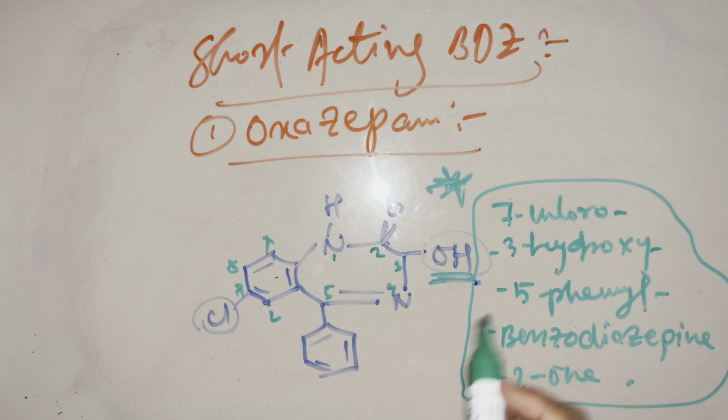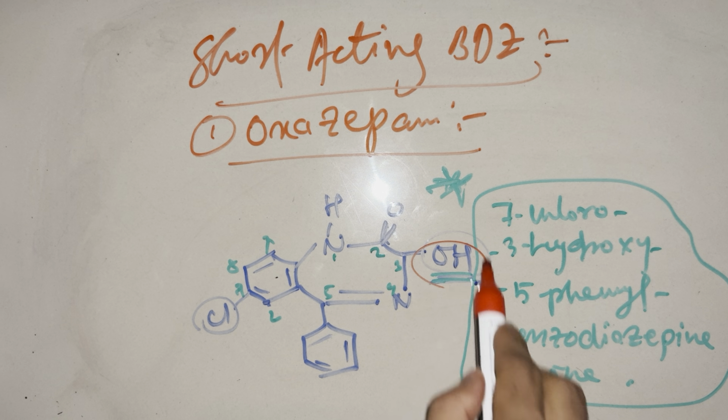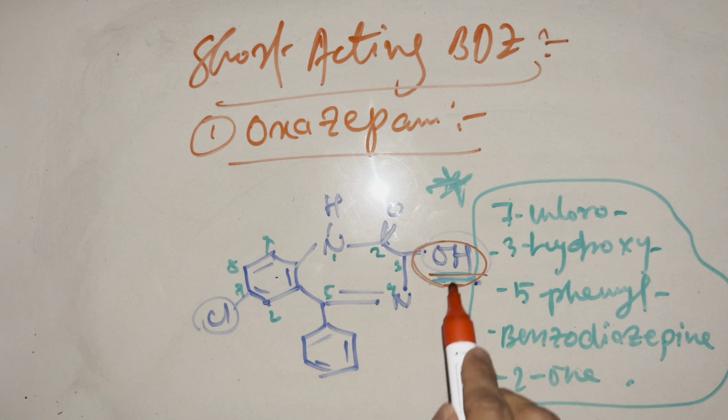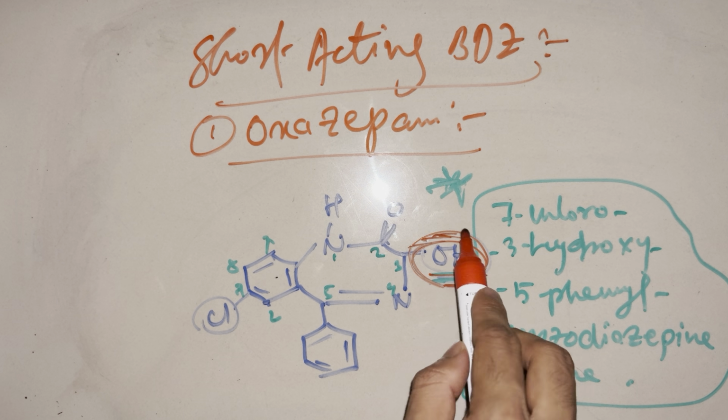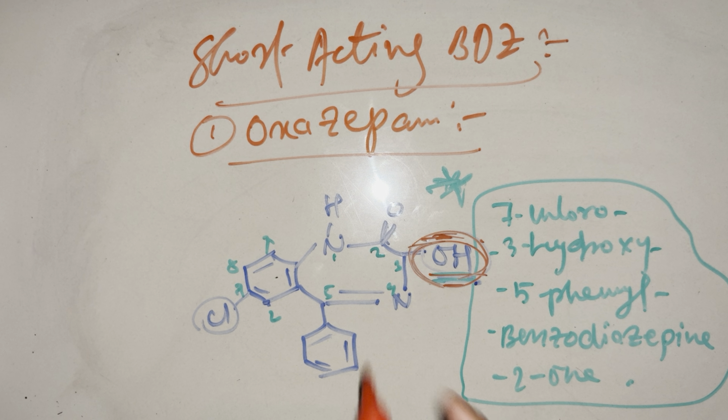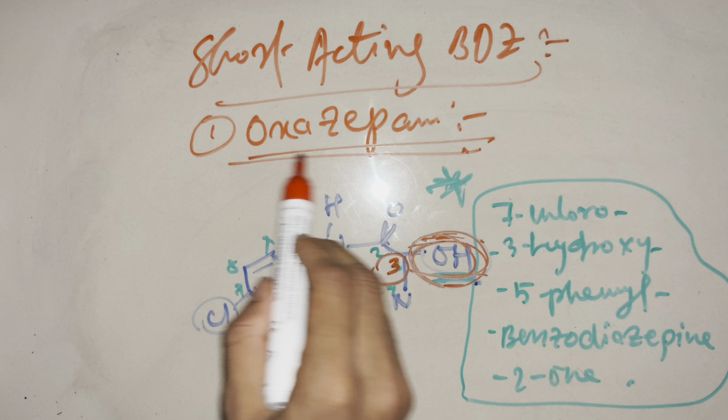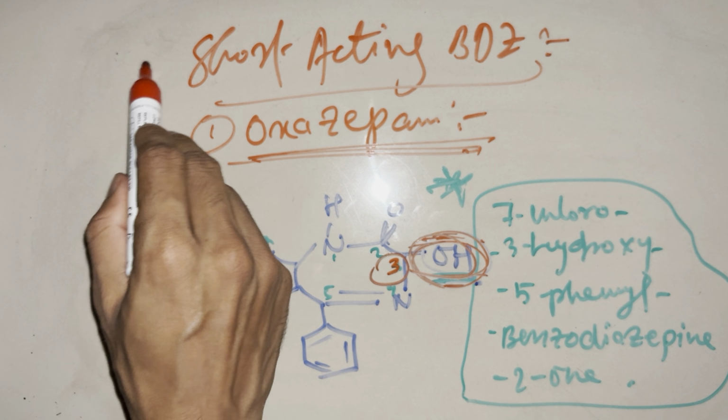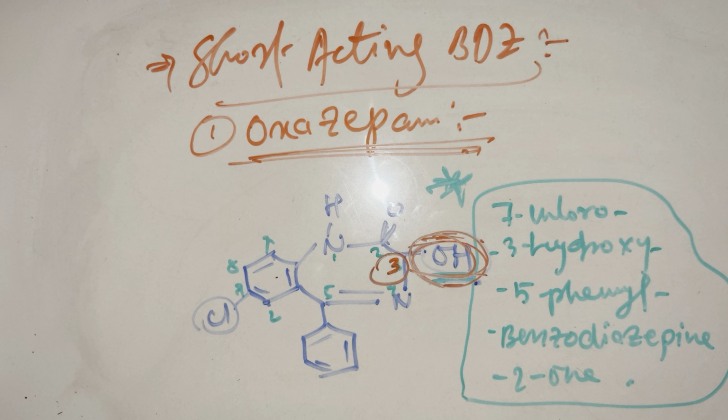You have to remember that this hydroxy group is sometimes asked in the competitive exam, because it is the only structure which has a hydroxy group. The remaining ones do not have any hydroxy group in the third position. So you have to remember the position also. At the third position, which group? Hydroxy group. Which compound? Oxazepam. Oxazepam is which type of benzodiazepine? It is a short-acting benzodiazepine.